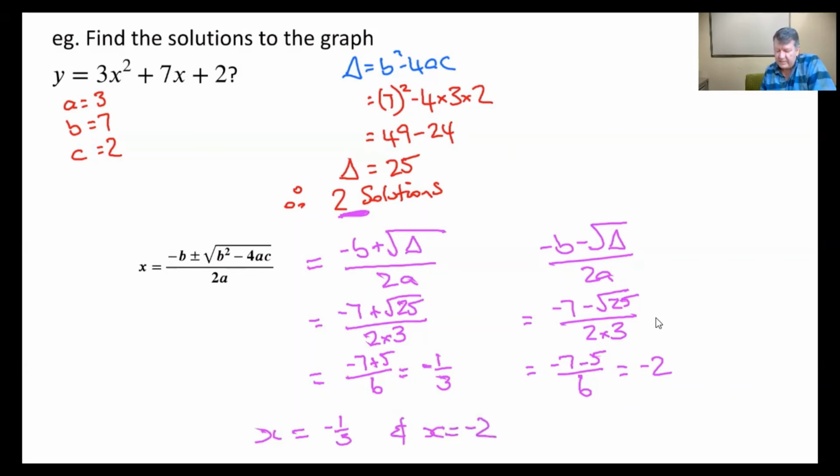If it asks you to find the intercepts, obviously you'd write it as a coordinate pair: negative 1/3, comma 0, and negative 2, comma 0. So that's how you write it for x-intercepts on a graph. All right, let's have a quick summary.